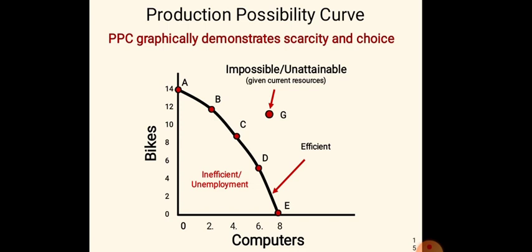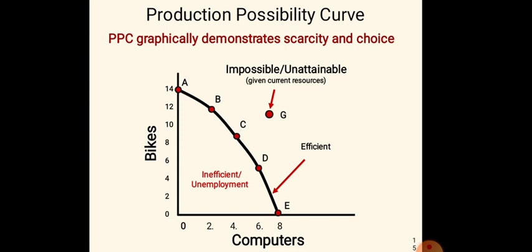In the diagram, production of bikes is measured on the y-axis and computers on the x-axis. From the diagram of PPC, we can observe many facts. Let us discuss them one by one. AE is our PPC, bounded by two extreme combinations of bikes and computers. First is point A, where 14 bikes and no computers are produced.